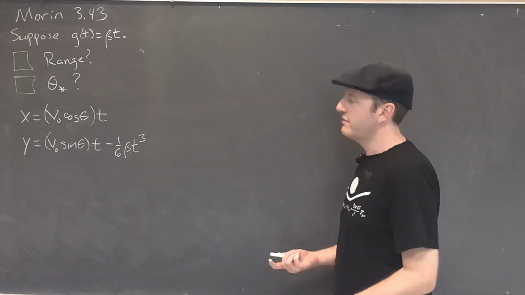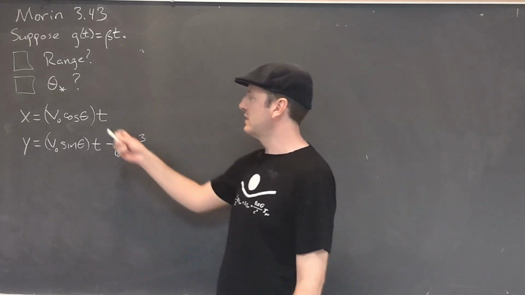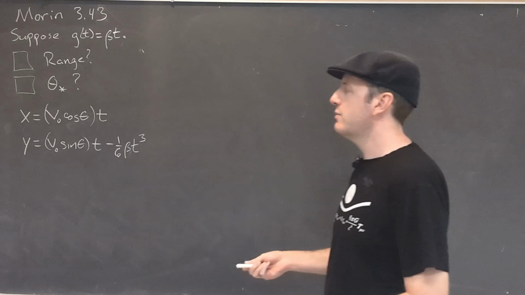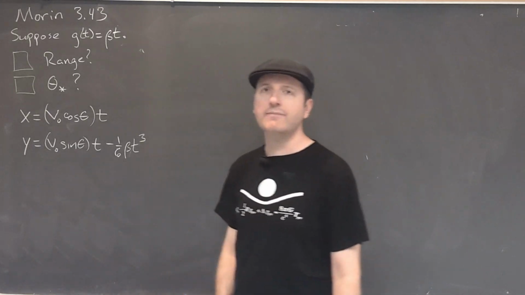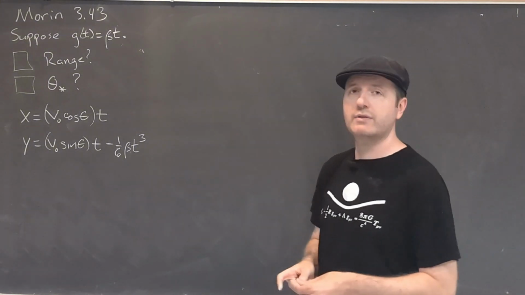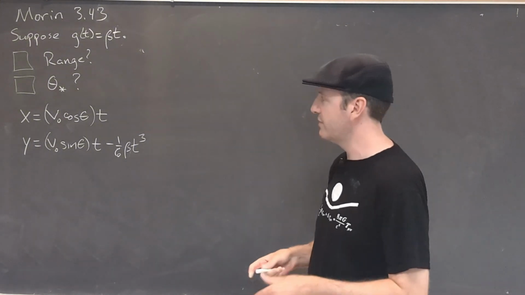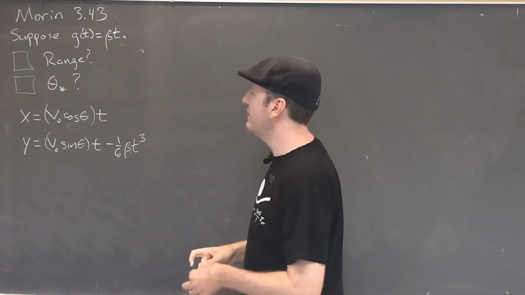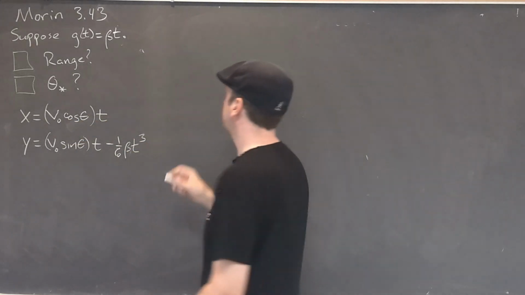Now we could do this a couple different ways. One way would be to eliminate t between these 2 equations and get the trajectory equation. Another way would be to set y equal to 0 immediately. Since we might as well pick up the trajectory equation on the way, I'll go ahead with the first solution method. Solving this equation for t and plugging it in here gives me my trajectory.